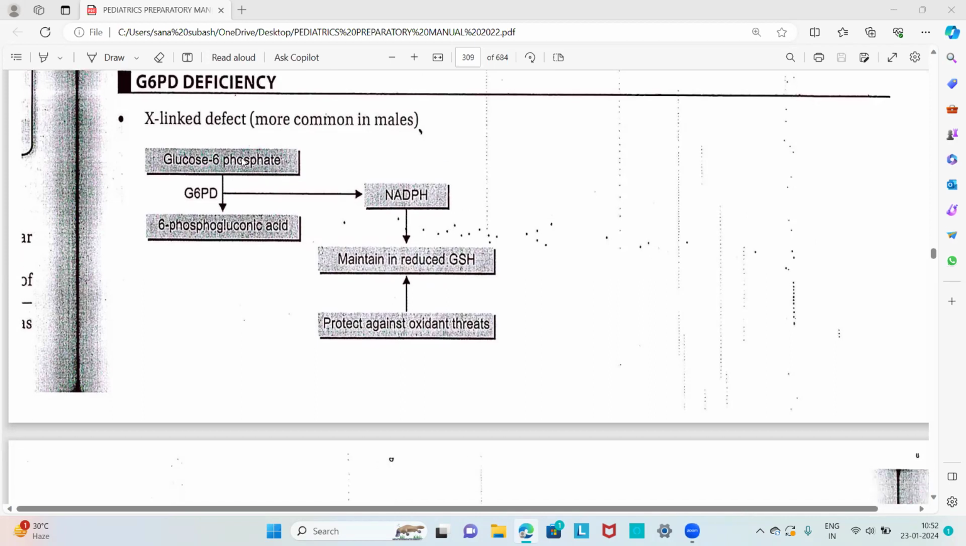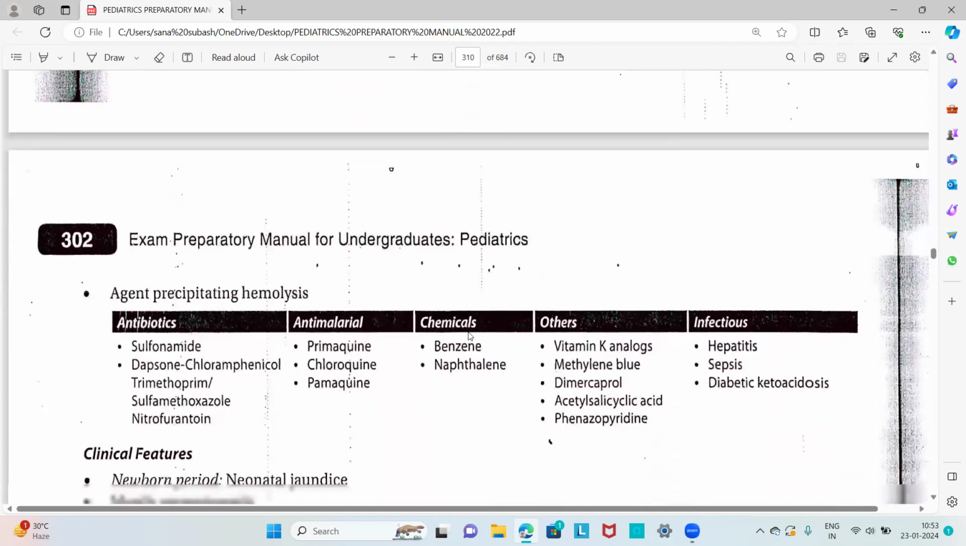Usually glucose 6 phosphate is converted into 6-phosphogluconic acid in the presence of the glucose 6 phosphate dehydrogenase enzyme, and it converts NADP to NADPH. This NADPH maintains reduced GSH, which protects against oxidant stress. That is the major mechanism of G6PD. Because of the absence of G6PD, there will be accumulation of glucose 6 phosphate, NADPH is not formed, and free radicals are produced. There is no protection against oxidant stress. That is the pathophysiology behind this disease.